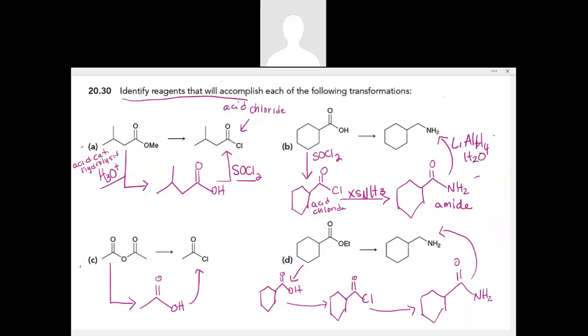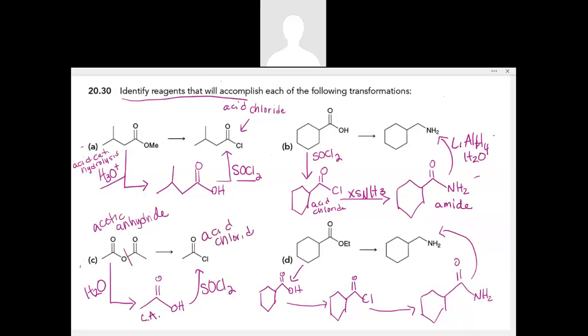Now in part C, we're going to start with hydrolysis of our acetic anhydride that we have here. To perform hydrolysis, we just need H2O. So water will produce our carboxylic acid intermediate, shown here. And then we see that we have this acid chloride. We can generate that using thionyl chloride. So carboxylic acid to acid chloride product.